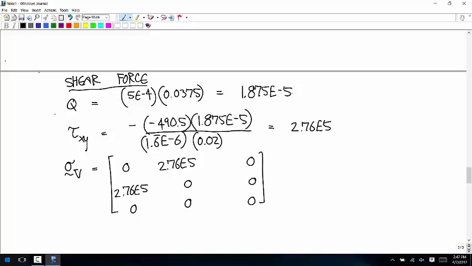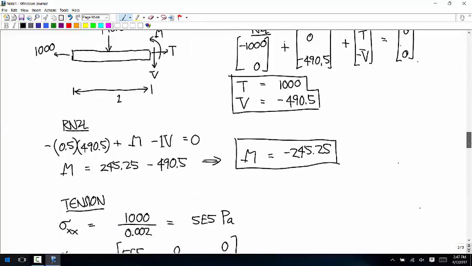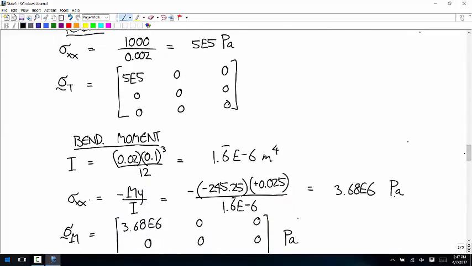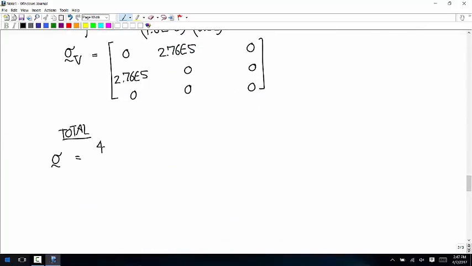And so now, to get the total, you just add up those three stress tensors. So the total stress tensor is equal to 5 times 10 to the 5 plus this, that gives 4.18 times 10 to the 6, 2.76 times 10 to the 5, 0.